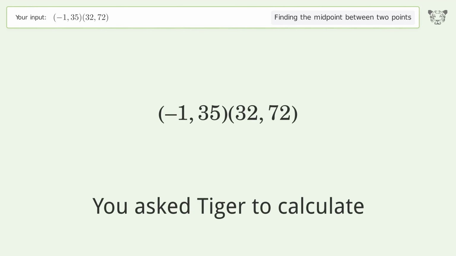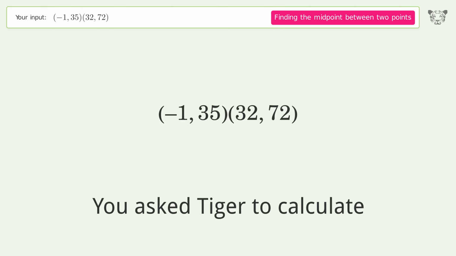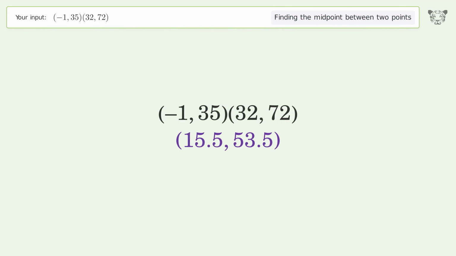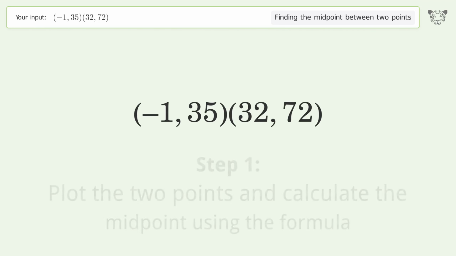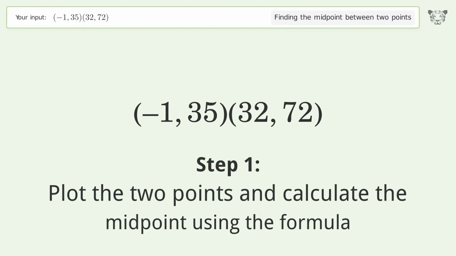You ask Tiger to calculate. This deals with finding the midpoint between 2 points. The midpoint between the 2 points is 15.5, 53.5. Let's solve it step by step. Plot the 2 points and calculate the midpoint using the formula.